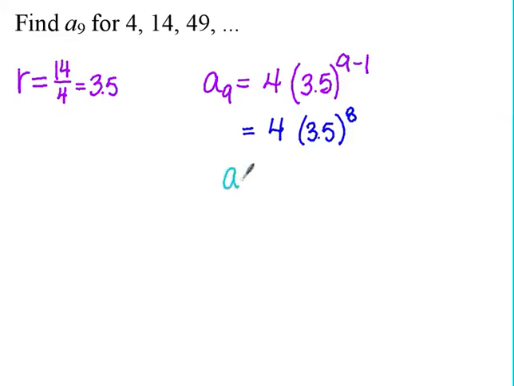Okay, so when you do this, you should get 3.5 to the 8th power. Take that times 4. And when you do that, what do you get? 90,775.